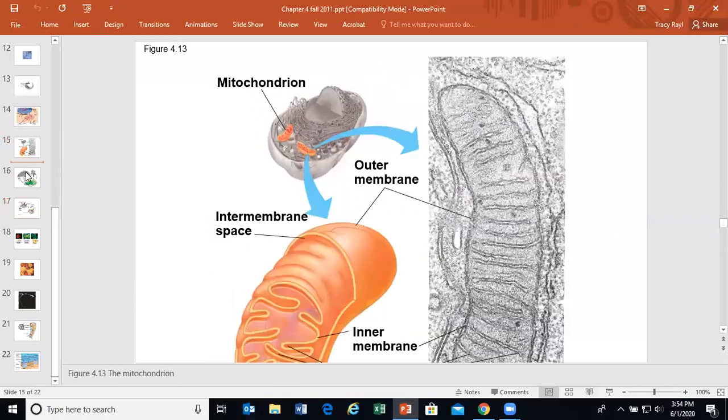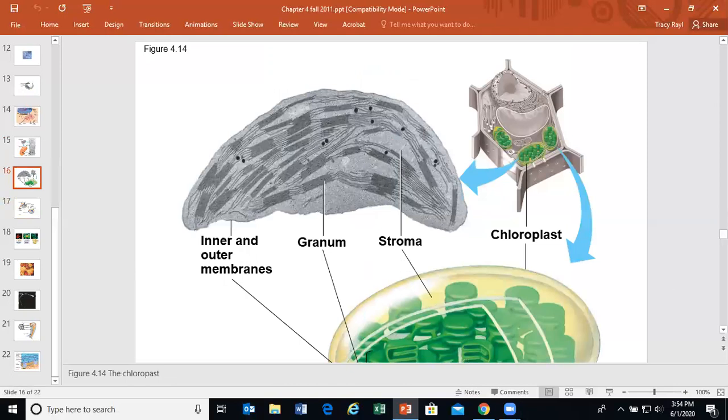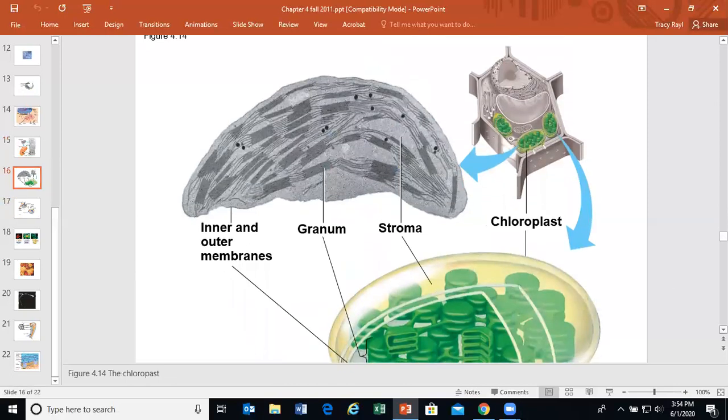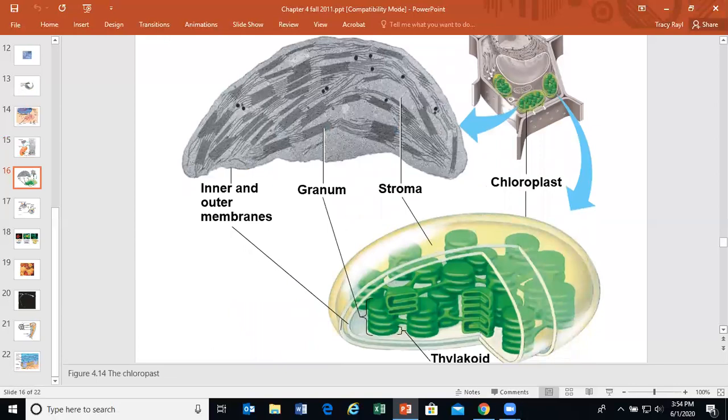Now let's go down to the chloroplast, which is on the next page. And then I have a general comment about both of them. So the chloroplast is again also an energy-related organelle, and it is found in plants and photosynthetic protozoans. It also has a double membrane. It has an outer membrane and an inner membrane.